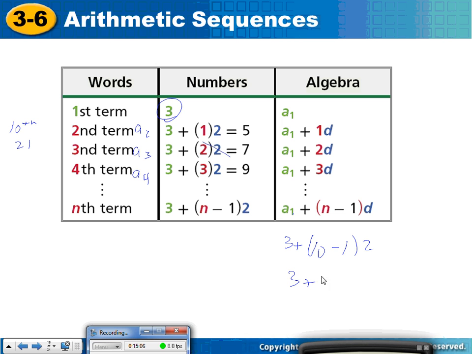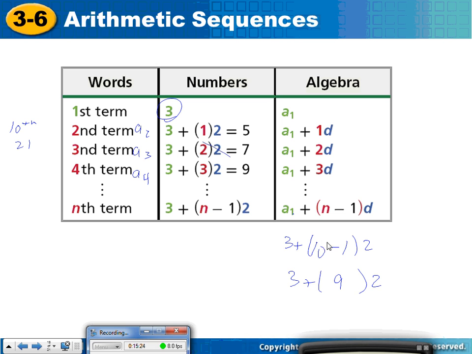Now watch, when I do the math. 3 plus, what's 10 minus 1? What do I have to do first? Multiply. What's 9 times 2? 18 plus 3 gets me 21. Isn't that what we just figured out?